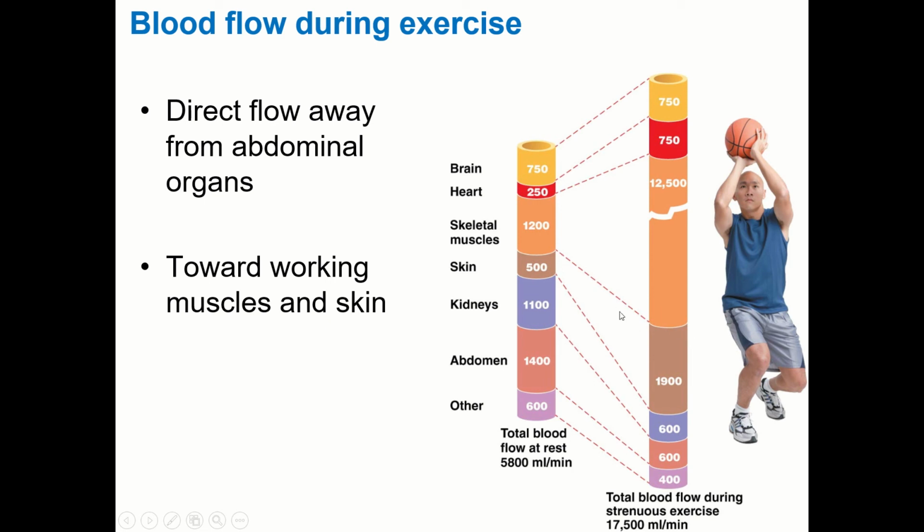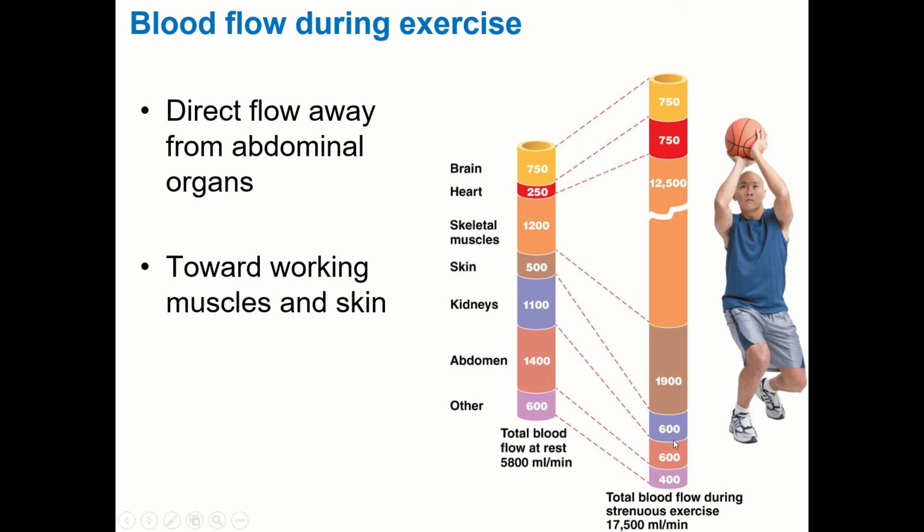You can see a lot more blood flow to the skin. Why are we getting more blood flow to the skin? We're doing that so that we can start cooling ourselves off. So we're going to direct blood flow to the skin so we can give up some fluid as sweat, and then when that evaporates, that's going to help keep our core temperature down. So we direct blood flow to the skin during exercise to help keep ourselves cool.